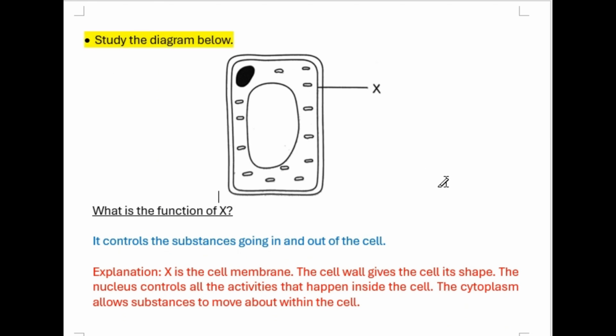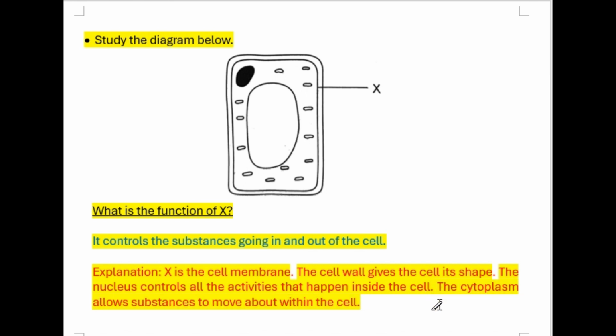Study the diagram below. What is the function of X? It controls the substances going in and out of the cell. Explanation: X is the cell membrane. The cell wall gives the cell its shape. The nucleus controls all the activities that happen inside the cell. The cytoplasm allows substances to move about within the cell.